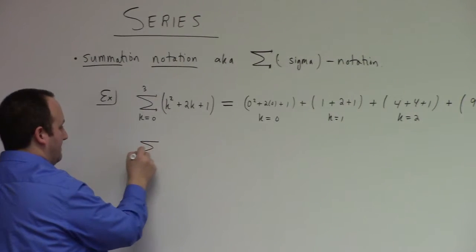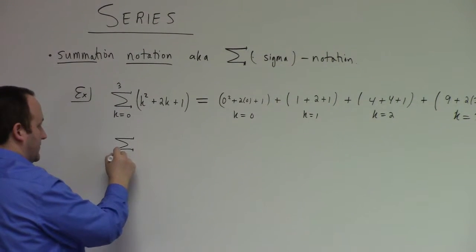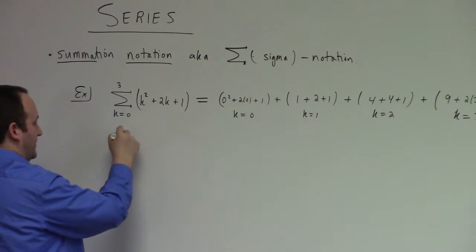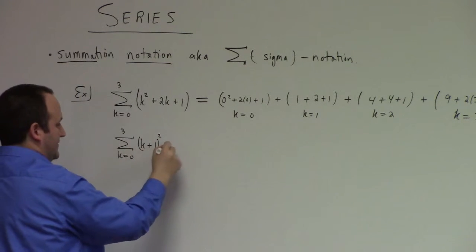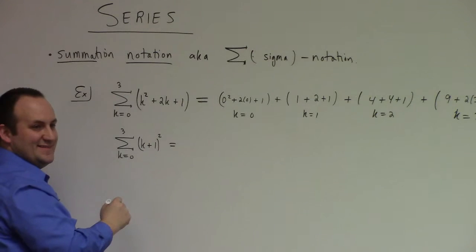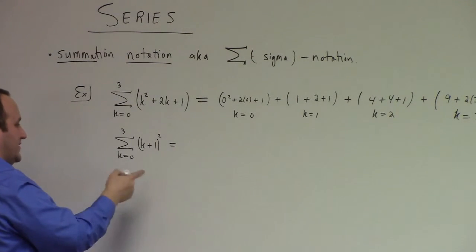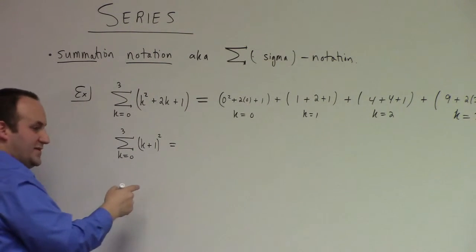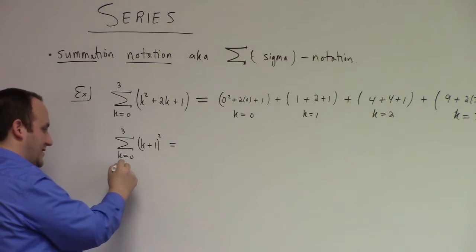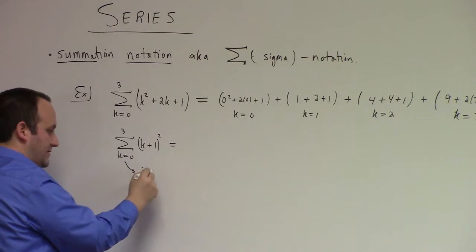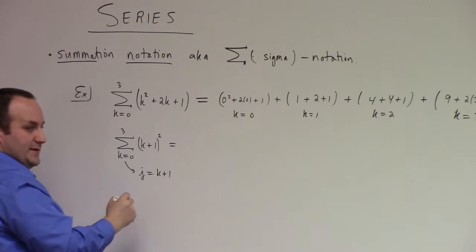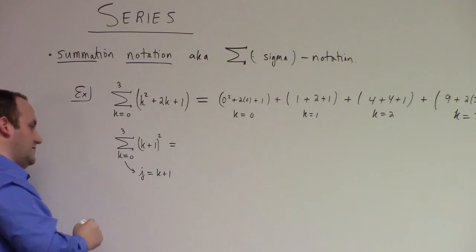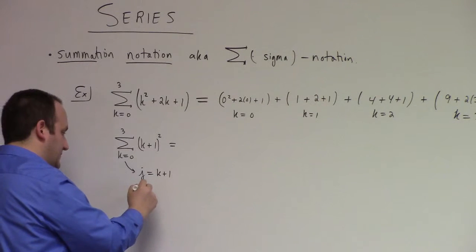Now, of course, we could have also looked at this as what? This is the sum k equals 0 to 3 of what? This is k plus 1 squared, right? So you could have done a change of variables here. You could have said, okay, I'm going to let j equal k plus 1. If I do that, then if k is equal to 0, what's j equal to?